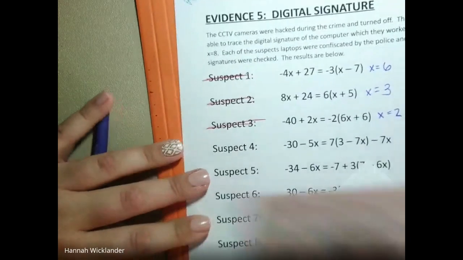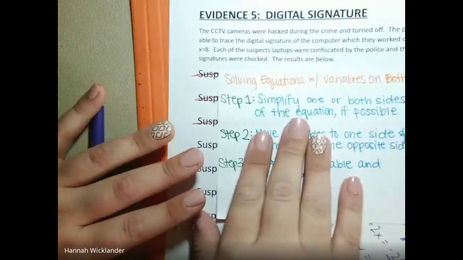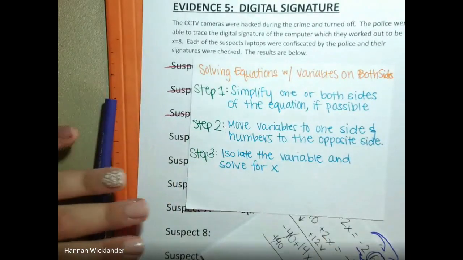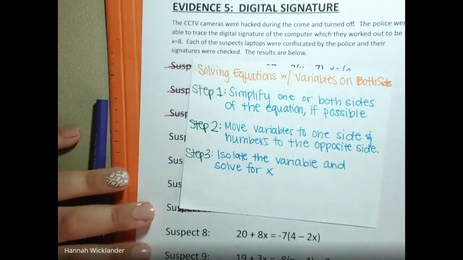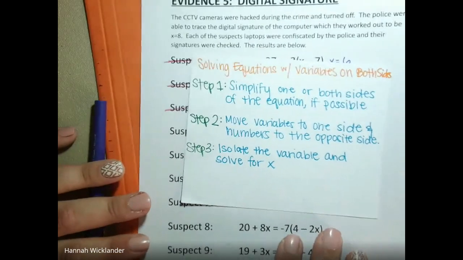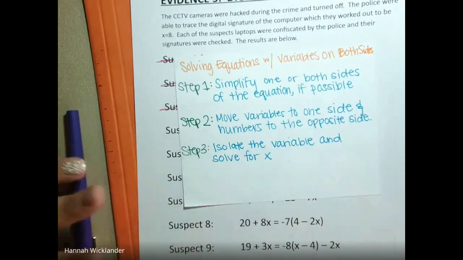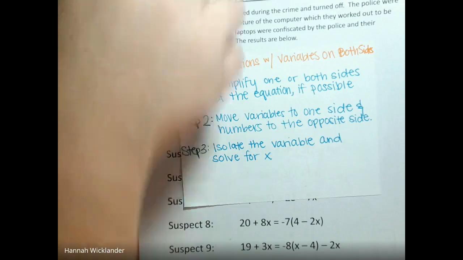So we have the rest of our class period to work on the assignments, the 5 evidence ones. If you need help, let me know, but we're just going to work on them the rest of class.